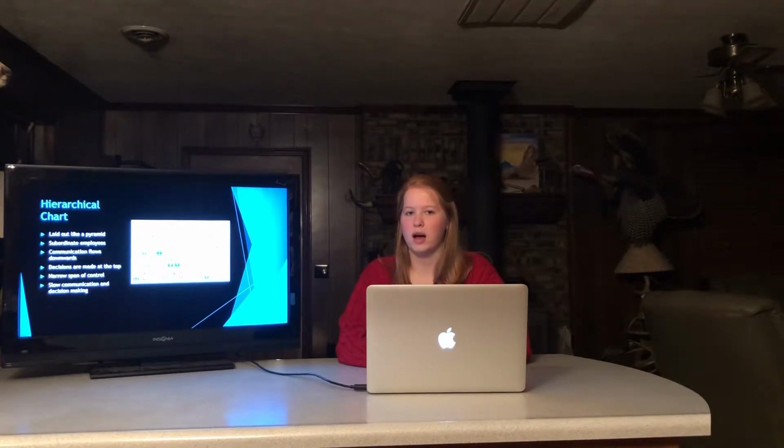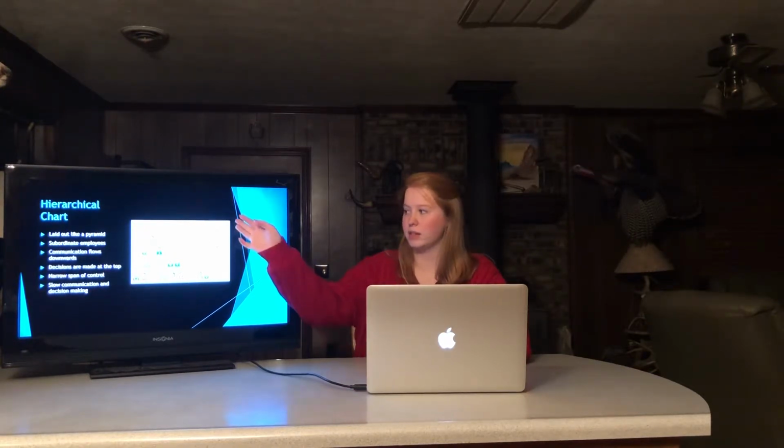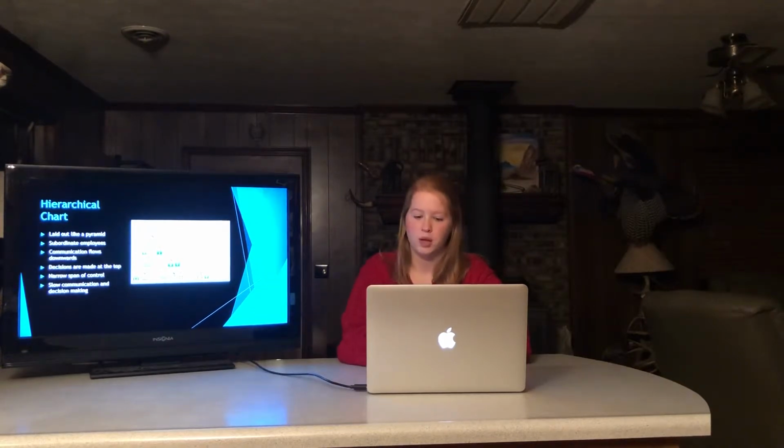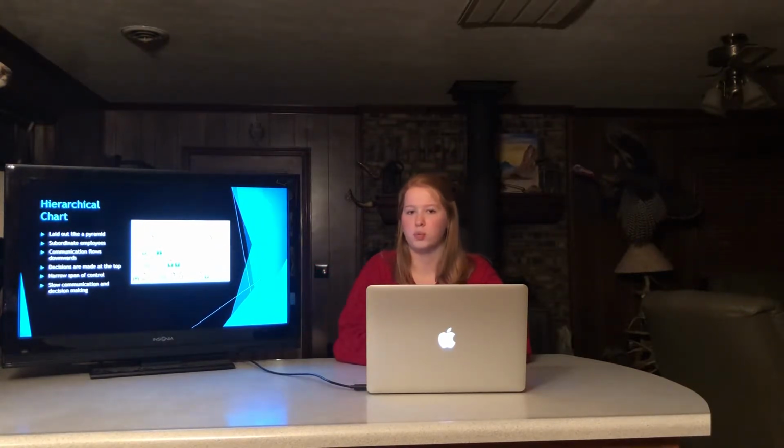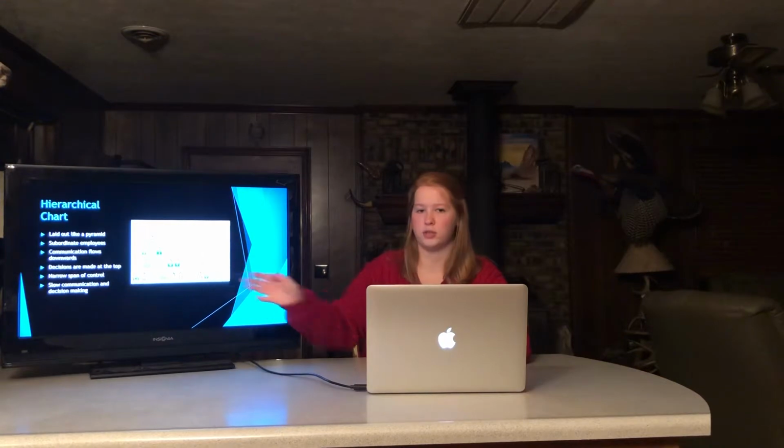As you can see here, a hierarchical organizational chart is laid out in a pyramid shape. Everyone in the organization, except for the person at the top, which may be the CEO, president, or owner of the company, is subordinate to someone else, reporting to only one person. The communication of the organization flows down from the top where decisions are made.